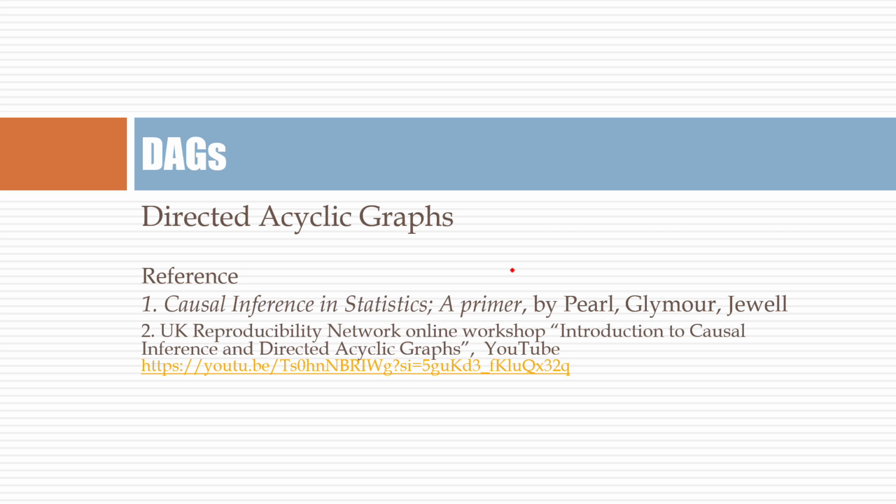Acyclic graph. Directed means there is a direction, and acyclic means there is no cycle. There's no loop in the graph.